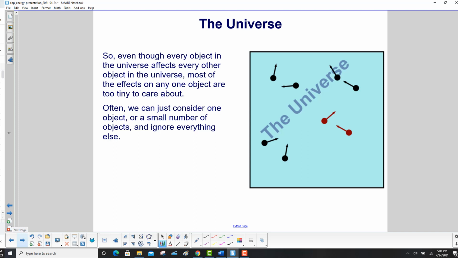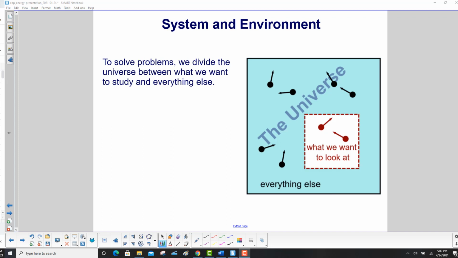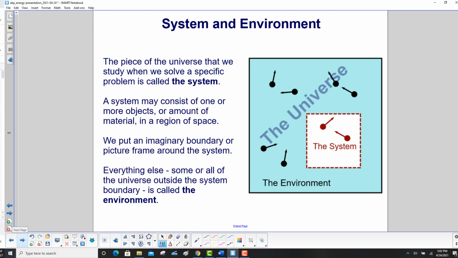So even though every object in the universe affects every other object in the universe, most of the effects on any one object are too tiny to care about. Often, we can just consider one object or a small number of objects and ignore everything else. To solve problems, we divide the universe between what we want to study and everything else. So here's what we want to study, and this is the rest of the universe. The piece of the universe that we study when we solve a specific problem is called the system.